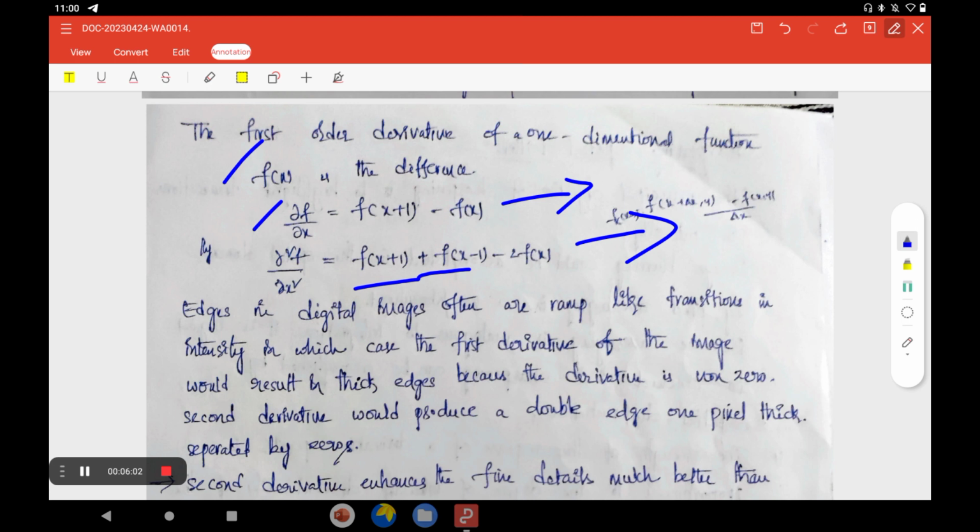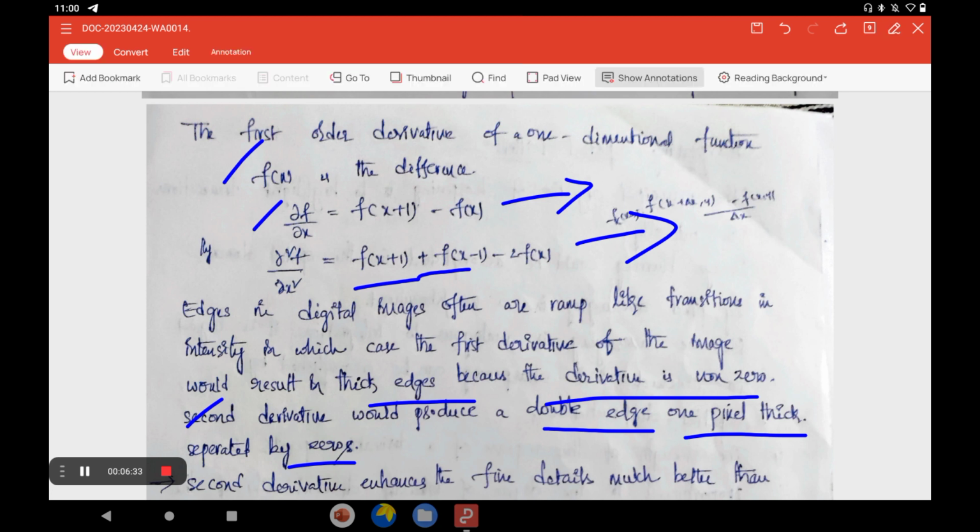Edges in a digital image are often ramp-like transitions. Therefore, the first derivative of the image results in thick edges, because the derivative is non-zero. That means wherever there are edge transitions, with the help of the first derivative we can highlight the corresponding areas. The second derivative produces double edges, one pixel thick, separated by zeros. So the second derivative enhances fine details much better than the first derivative.